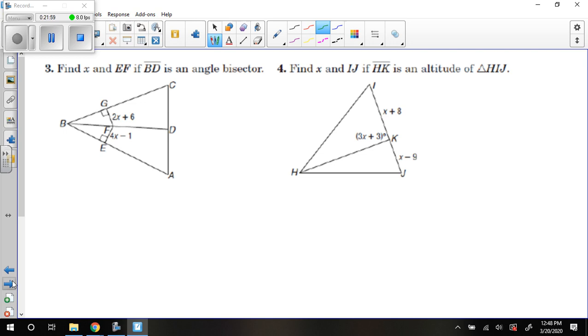Next one, find x and EF if BD is an angle bisector. Okay, an angle bisector cuts an angle into 2 congruent angles, right?